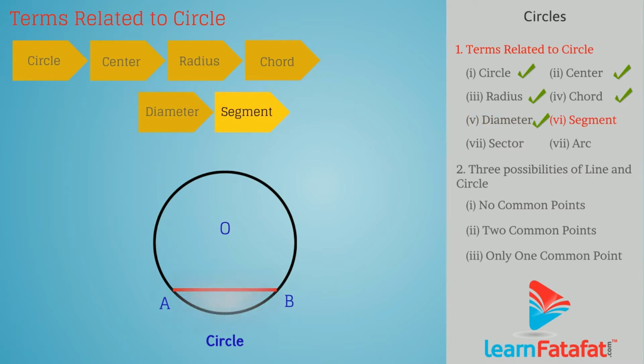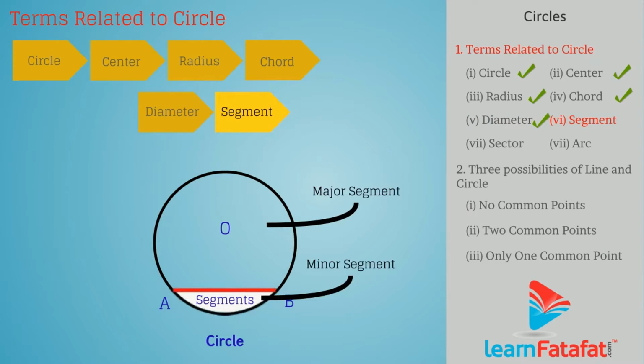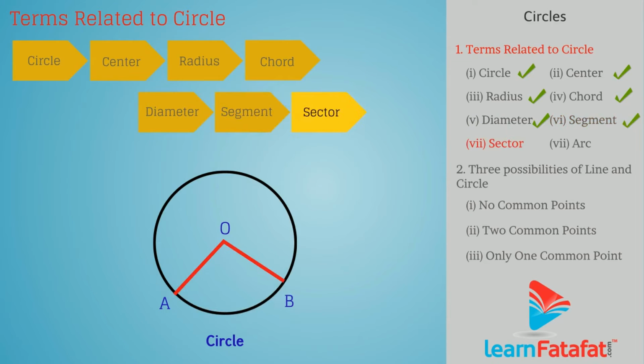Segment. Chord divides the circle in two parts called as segments. Sector. The region enclosed by two radii is called sector. Arc. The connected part of the circumference is called arc.